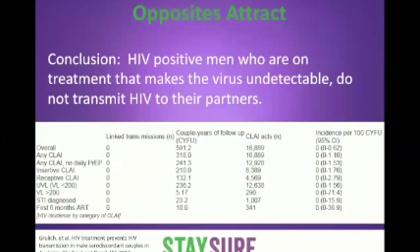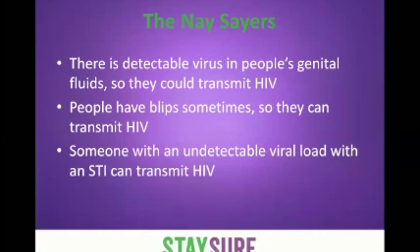So the message on this one as well is that HIV positive men who have sex with men who are on treatment that makes their virus undetectable do not transmit HIV to their partners. So there are a lot of folks who may deny this data. They say, yeah, this is true, but there's a lot of reasons why people may still transmit HIV. They may say there's detectable virus in people's genital fluids, so they could transmit the virus. They also say that people have blips sometimes. They have virus that occasionally spikes in their blood, so they could potentially transmit HIV during those transient spikes.